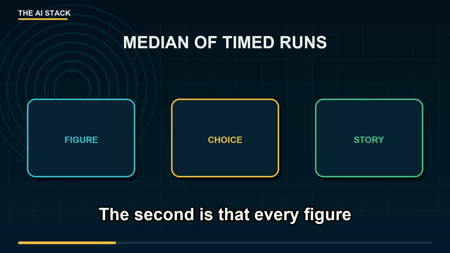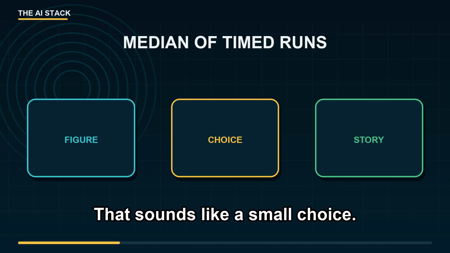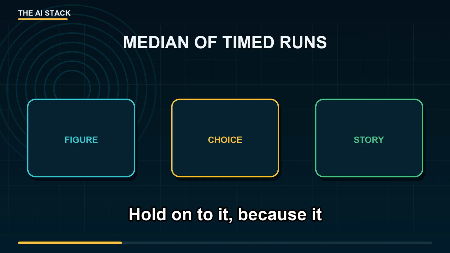The second is that every figure is a median of timed runs, not the best one. That sounds like a small choice. Hold on to it because it is about to become the entire story.